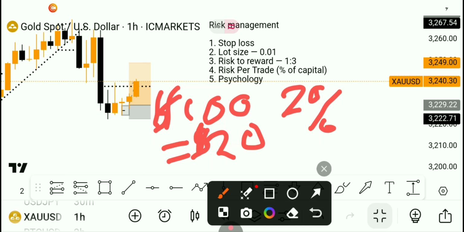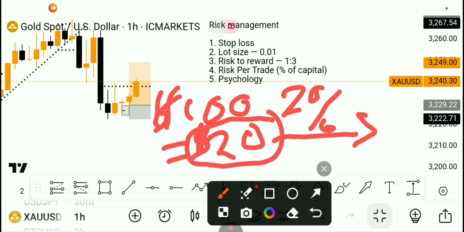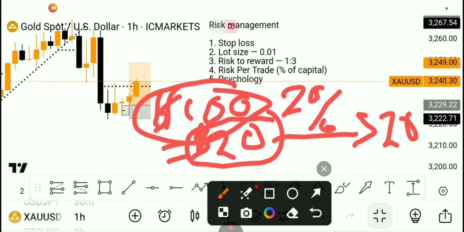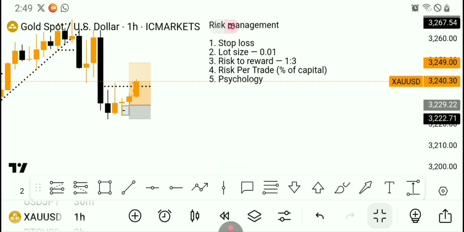So going back to the lot size I'm using, it means I have to increase my lot size to meet up with this $20, or maybe I can add more positions to make it $20, because back then I was risking only $6. So if I have already made up my mind that this is my account balance, $100, and I want to be risking $20, then I have to calculate my lot size properly. Now let me show you.